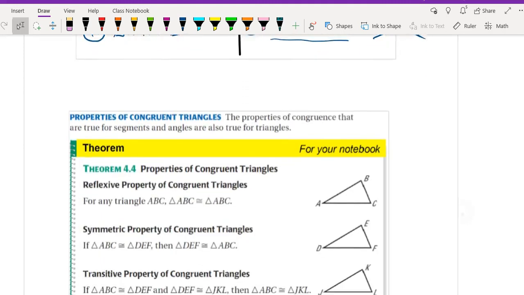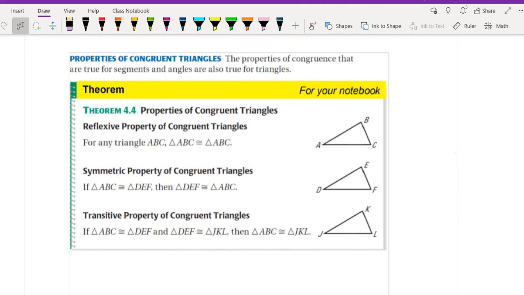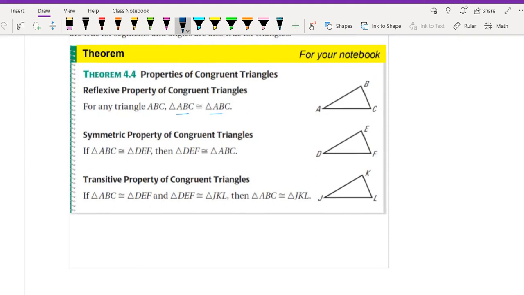So we're going to move on past that and talk about properties of congruent triangles. Now these are very similar to other properties of congruence. The reflexive property of congruent triangles says that for any triangle, triangles are congruent to themselves. We also know that triangles are congruent to each other, so if triangle ABC is congruent to DEF, then you can switch the order around and it's still congruent. Finally, the most useful one, the transitive property: if triangle ABC is congruent to triangle DEF and triangle DEF is congruent to triangle JKL, then triangle ABC is congruent to triangle JKL.